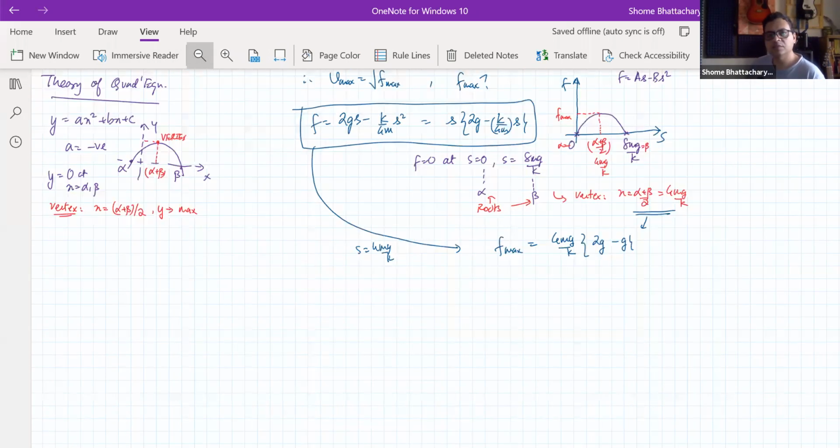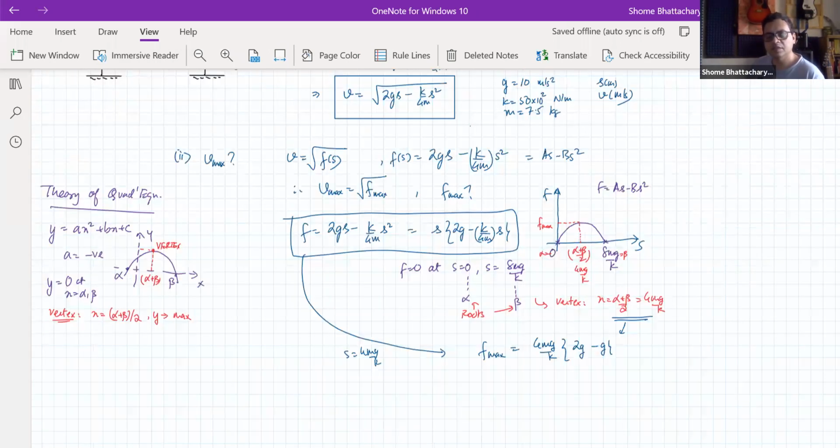You can of course do all this after substituting the numerical values also, but here I find it more convenient to do it this way. Also because I'll be explaining to you the free body diagram also, so I want this reference. Okay, so the function's maxima is 4mg² divided by k. So that means v's maxima is the square root of the function's maxima.